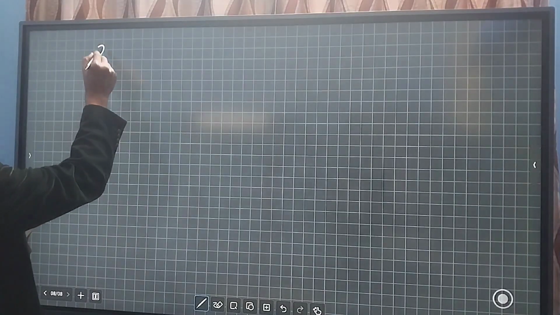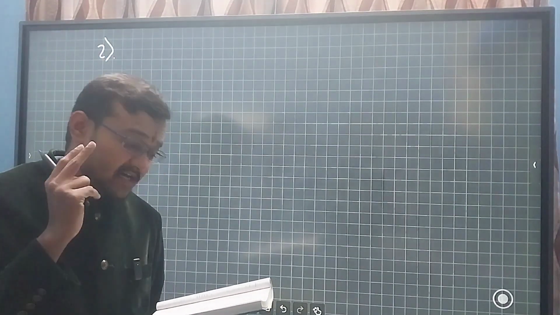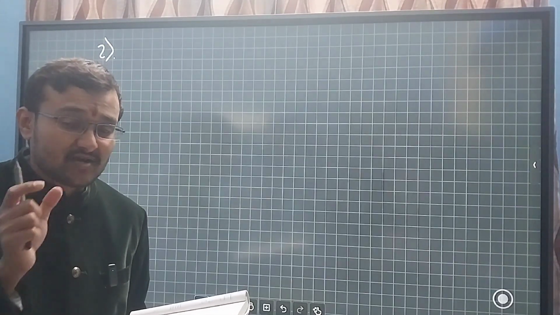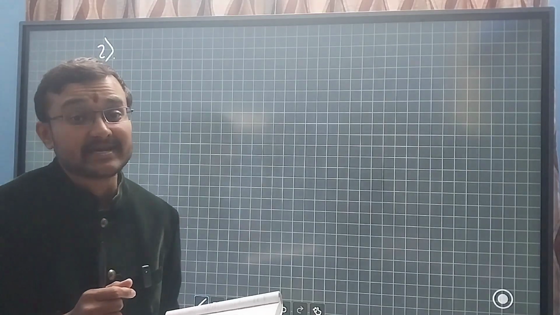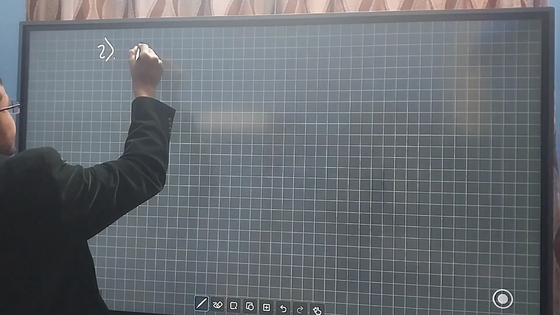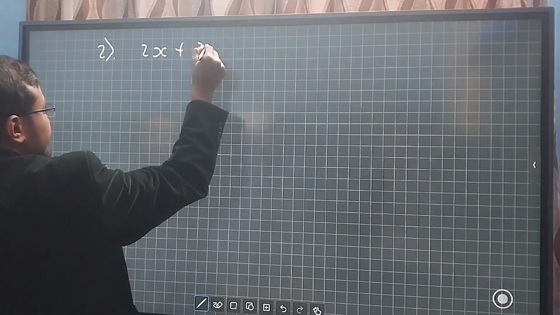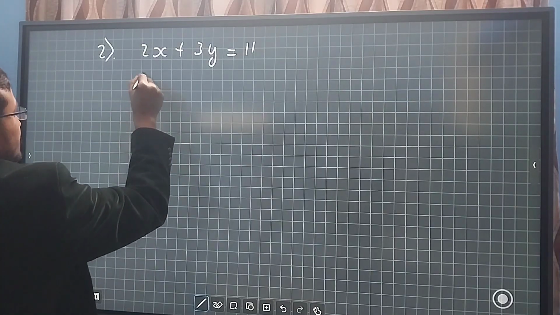So now we will move to the second question in this exercise 3.2. In this second question, you have two equations. Using those two equations, you have to find out x and y. After that, you have to substitute that x and y in another equation and find out the m value in that equation. The first equation they have given here is 2x plus 3y is equal to 11.